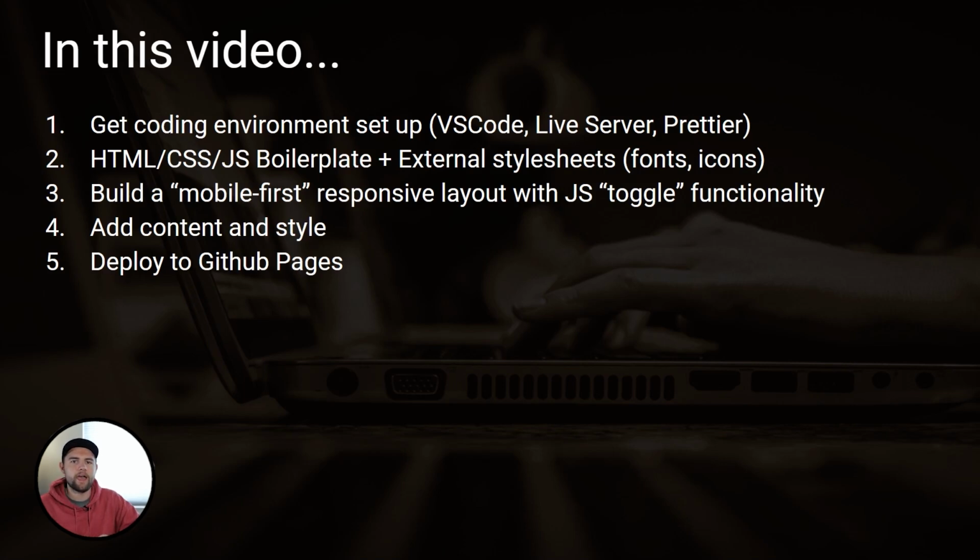After that, we're going to set up a basic HTML, CSS, and JavaScript boilerplate, and that just means we're going to make our HTML document and then connect up all the pieces so that they are working together. We'll add in a few external style sheets, including some Google fonts and some icons, so Font Awesome is what we're going to be using. And after we do that, we will be all set, and we'll move on to building a mobile-first layout.